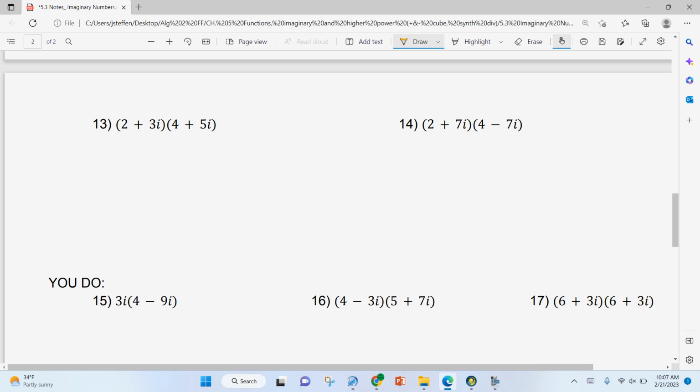These next two problems are, I'm hoping, the hardest that's going to be today. This lesson is where you're doing double distribution, or whatever you guys learned to call it. Taking this 2 and multiplying it by the 4 and the 5, so I have 8 plus 10i. Go back and take the 3i times 4 and the 3i times 5i. 3 times 5 is 15. Remember, i times i is i squared.